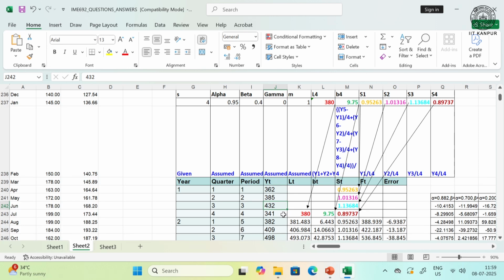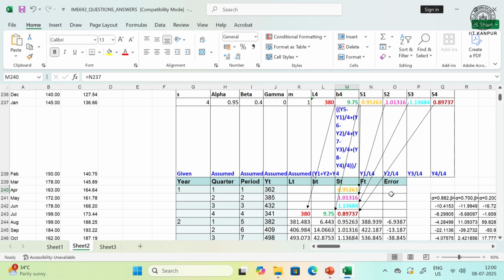And the last value would basically be 341 minus 380. So, based on that, when I find out the values, the corresponding S1, S2, S3, S4, so these are capital S1, capital S2, capital S3, capital S4, values come out to be, I am only reading the first two decimal places and they are being marked with a color purposefully. So, S1 is 0.95, S2 is 1.01, S3 is 1.13, S4 is 0.89.